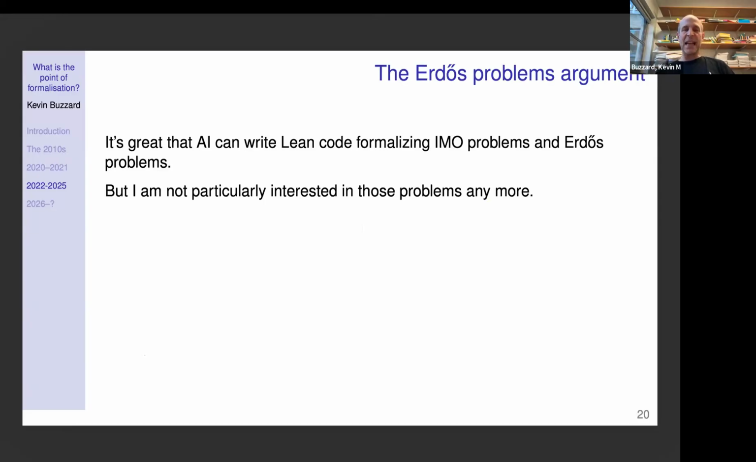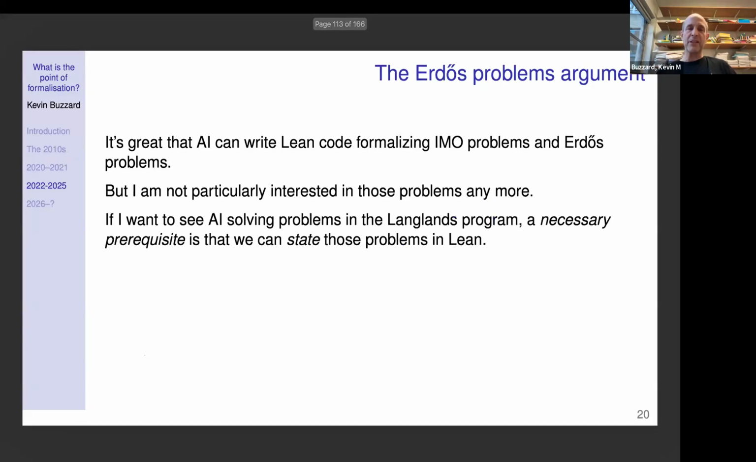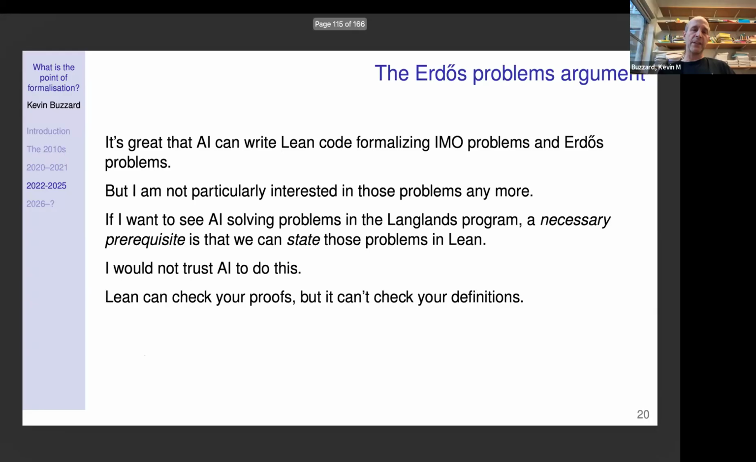But the thing is, I'm not particularly interested in these problems. I'm interested in the Langlands program, and I want to see AI solving problems in the Langlands program. The necessary prerequisite for AI solving problems in the Langlands program in Lean is that we can actually state these problems unambiguously and correctly in Lean, right? And the thing is, I don't trust today's AI to be stating hard problems in modern number theory. I don't trust AI to be writing down the definition of a cuspidal automorphic representation. I might be paranoid or pessimistic, but I don't trust AI to do that, right?